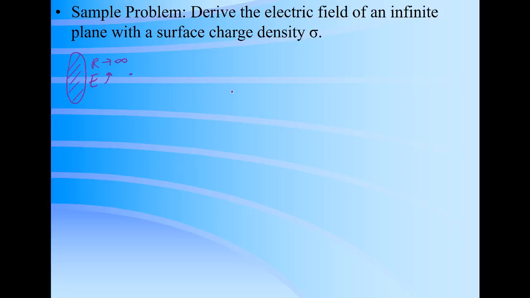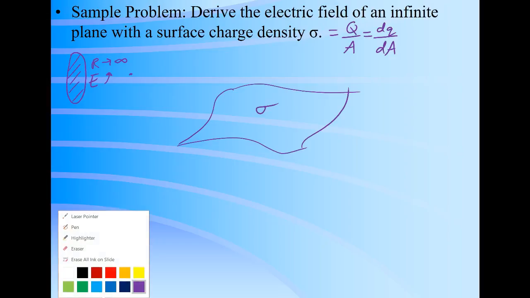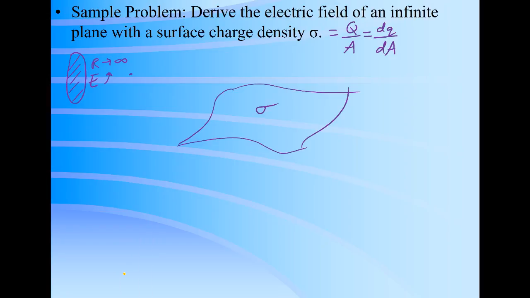So if I have an infinite plane that sort of looks like that, okay, with a surface charge density of sigma, that is equal to the total charge over the total area, or a little bit of charge over a little bit of area. Okay? All right, so the first thing we need to do is to construct a Gaussian surface. And it's not entirely obvious, but the best Gaussian surface for an infinite plane is a cylinder. Now this is different from what we had before. Okay?